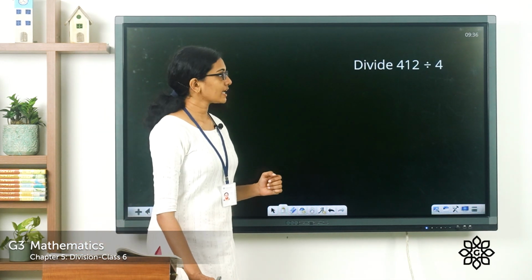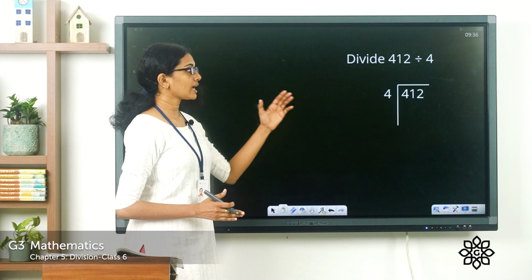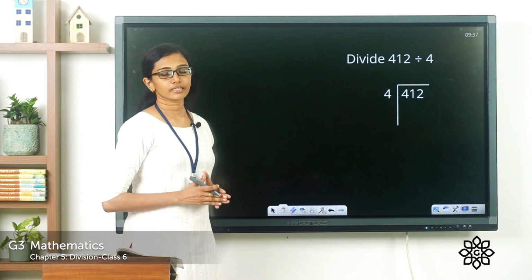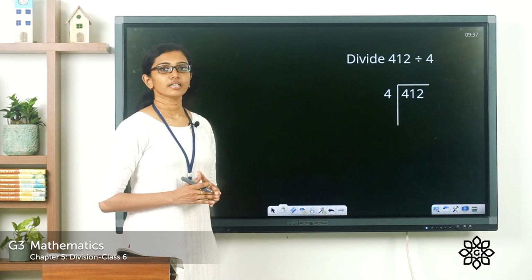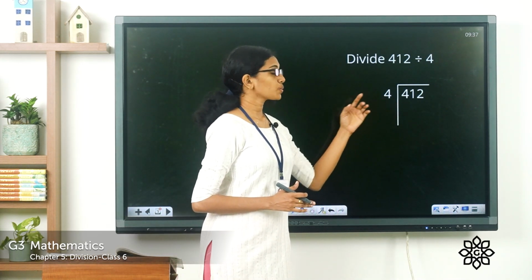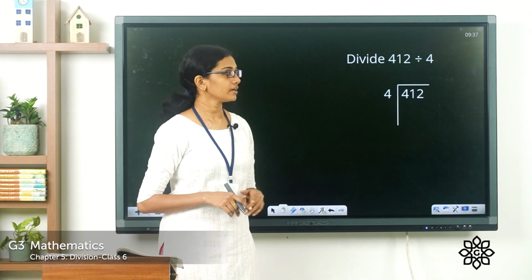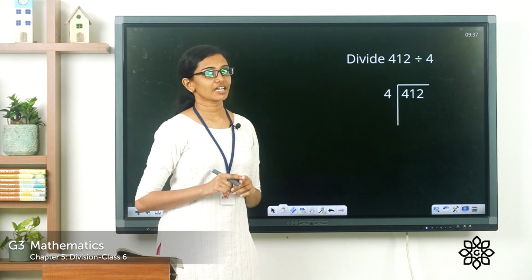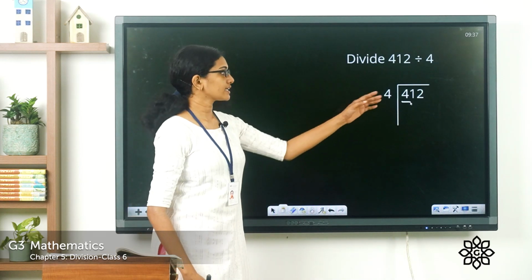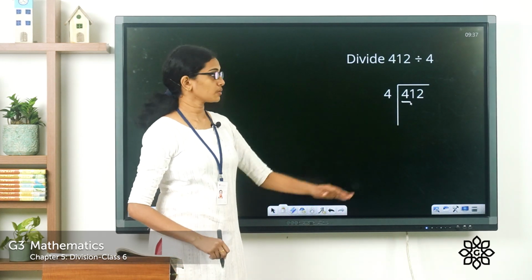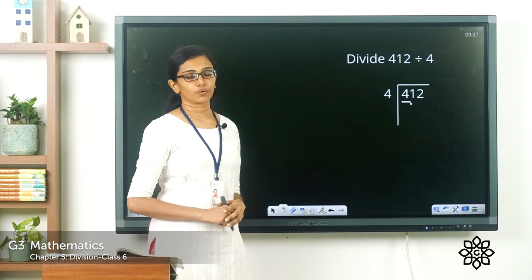So what is the first step? Let's write the dividend and divisor properly for the long division method. So we have written it here. Now let's start dividing the numbers. So we are dividing with a one digit number, that is 4. So let's consider the first digit of the dividend here, and that is 4. Now we have to divide 4 by this 4.